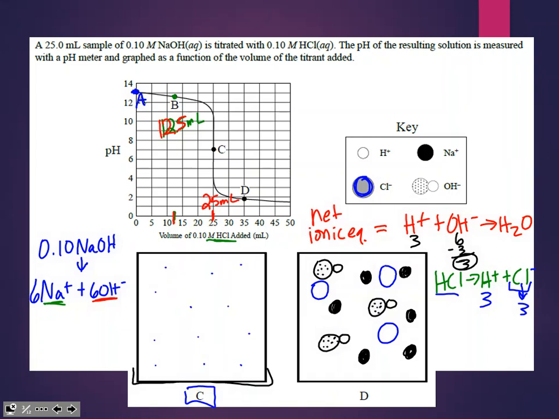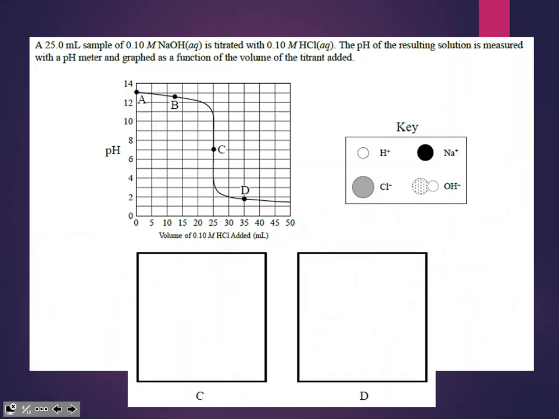Now let's look at getting to the equivalence point. All right, we're here at the equivalence point. What is the definition of the equivalence point? We're at C now, right here on our curve. What do we know is equal at the equivalence point? What's equal at the equivalence point? Yes, the moles of the hydroxide and the moles of the hydrogen. They have all now combined and formed water.